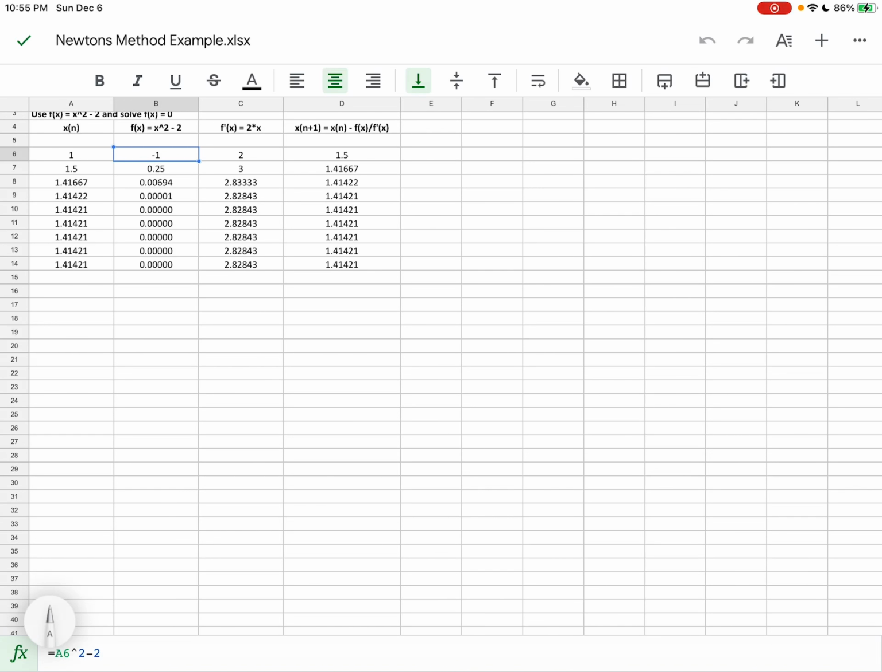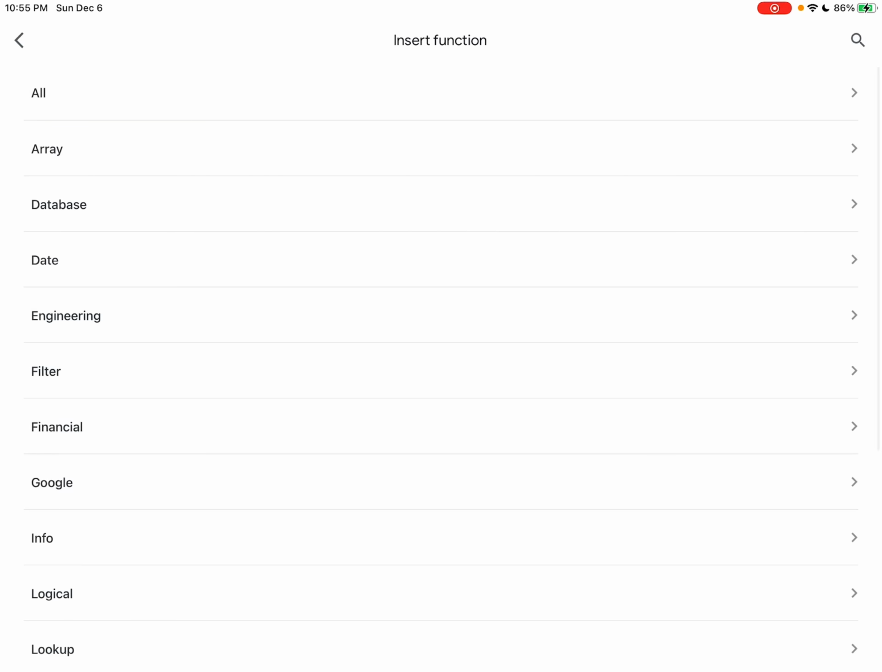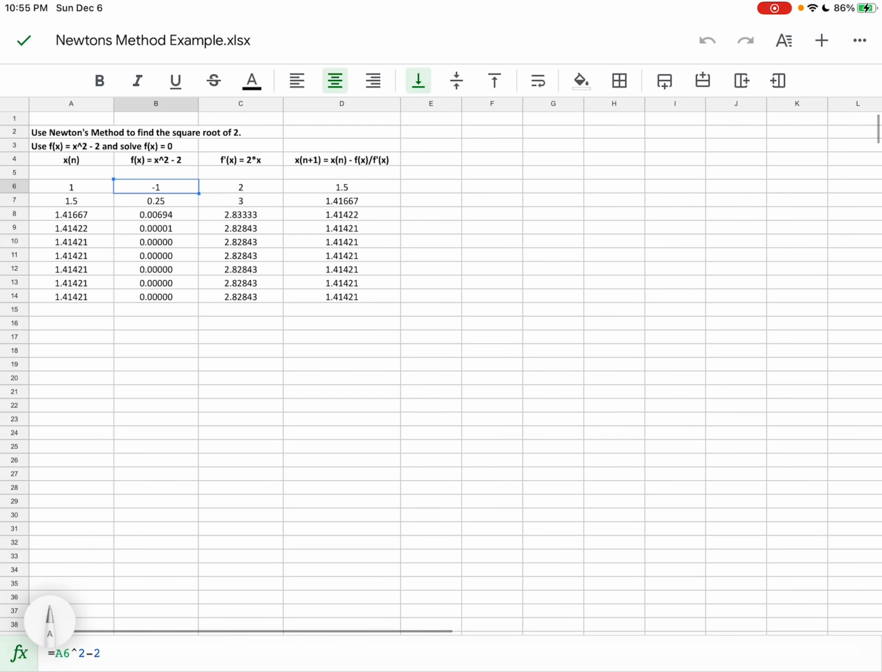Then in this column, I'm actually going to plug in a formula. I'm going to use the powers of Excel to calculate for me instead of using the calculator. Notice down below, I can see that I used a formula to insert it. You always start with the equal sign, and I want to say equals A6, because that's my cell number. So equals A6 raised to the second power, and then subtract 2.